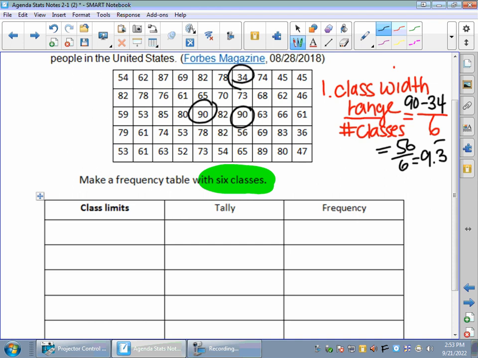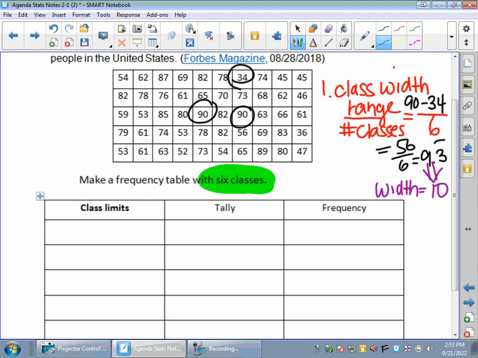Golden rule of finding class width: we always round up. So that's going to become a class width of 10. No matter what, we round up for class width. First thing we do is class width. The second step that it said, actually the first step was to determine the range. Second step was to find the class width.